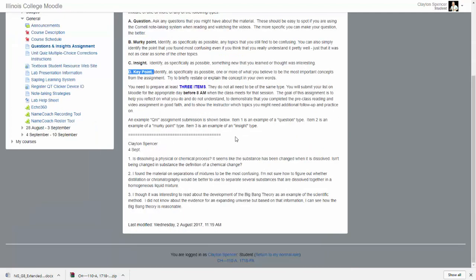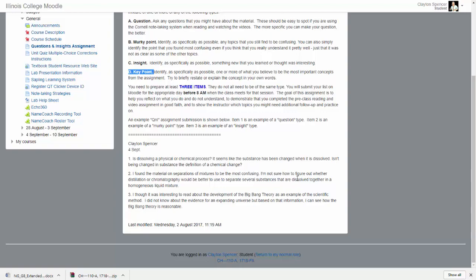Then they submit those. They need to submit at least 3. They can include more. This is also a good way for me to get an understanding of where students in a particular class, since my class is large, are having problems, so that I can address some of those questions at the beginning of a class period.